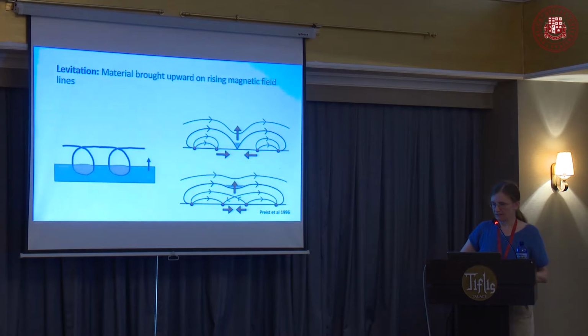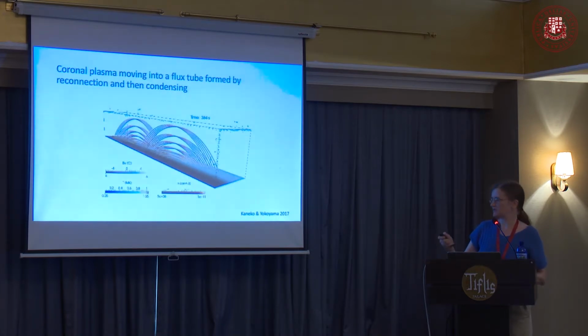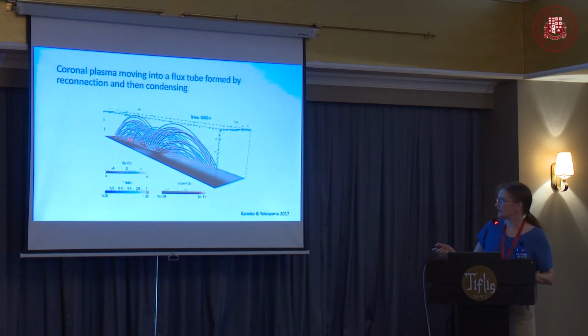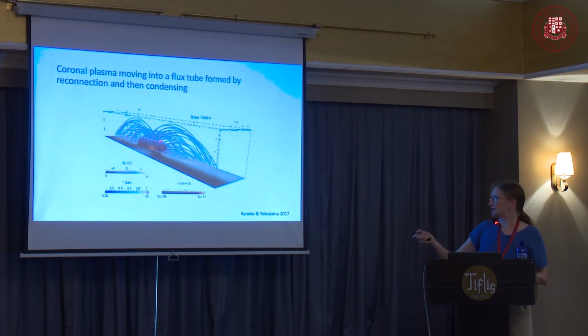An example of a model along these lines is this recent one from Kaneko and Yokoyama, where they have two arcades that are reconnecting in the low corona. As they reconnect and bring up this low corona material, the reconnected field lines are longer. This changes the conduction properties, and you end up getting condensation, like in the condensation models, but getting material up in a different way. So it's just showing some of the variety of different ideas people have had.